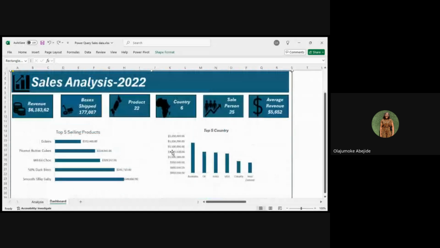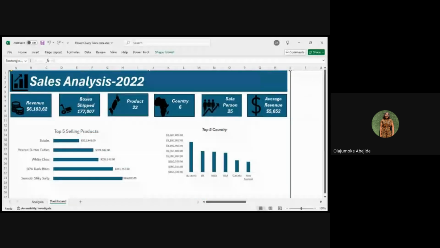So this is the sales analysis for 2022, and I have my KPIs. We have the revenue, the boxes shipped, the products, which is 22 in total. We have 6 countries, 25 salespersons, then average revenue, about $5,000 plus.